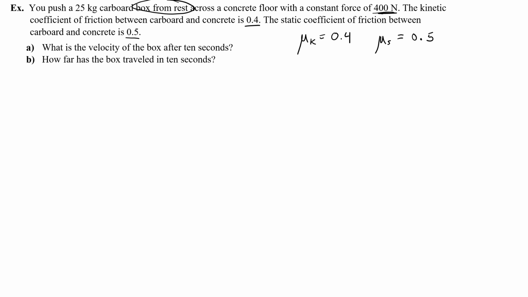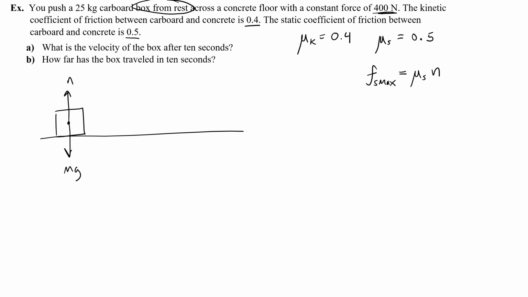So let's figure out first, what is the maximum static friction force? So remember, that's what we use mu s for. We use mu s times the normal force. To figure out what the normal force is, I'm going to think about this problem and draw a little free body diagram for the box. There will be the weight force down, normal force up, applied force to the right of 400 newtons, and then some force of friction back, which is either going to be K or S. We'll find out as soon as we calculate the maximum static friction.